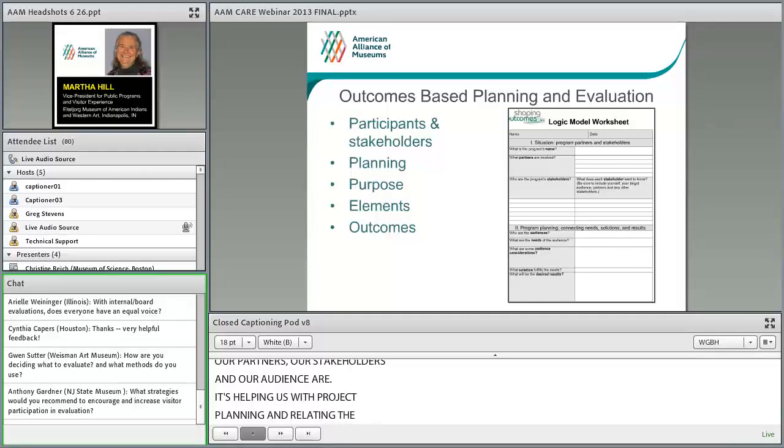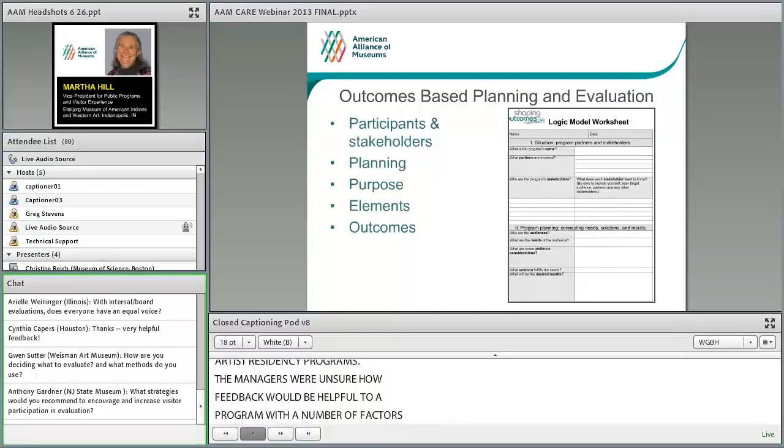Okay. Well, using this logic model is helping us define who our partners, our stakeholders, and our audience are. It's helping us with project planning and relating the project elements to our mission. It also helps us define our desired outcomes, which then, of course, ties back into the project planning process.